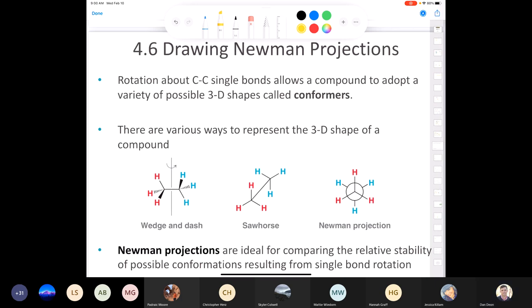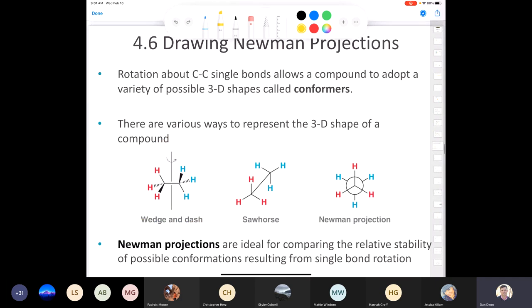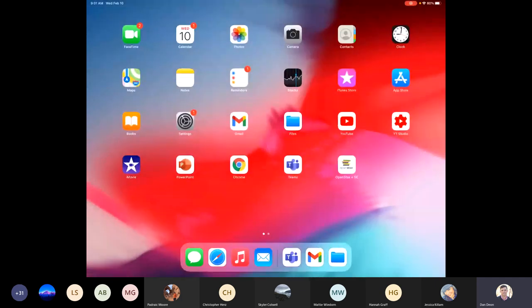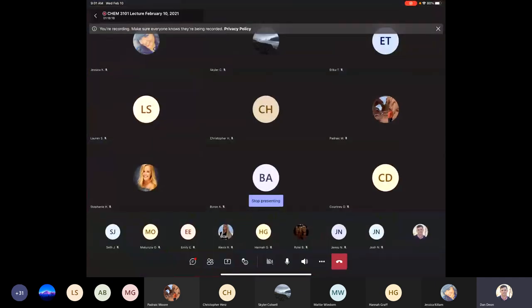There are several ways to represent the three-dimensional shape of a compound. We have the wedge and the dash here. We have what's called a sawhorse, and we also have what's called a Newman projection. We're going to focus largely on Newman projections for the rest of the lecture. Let me show you what a Newman projection is first, pardon my language, by going back to my camera here.